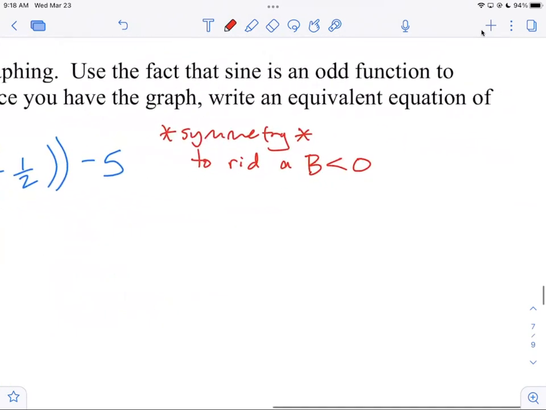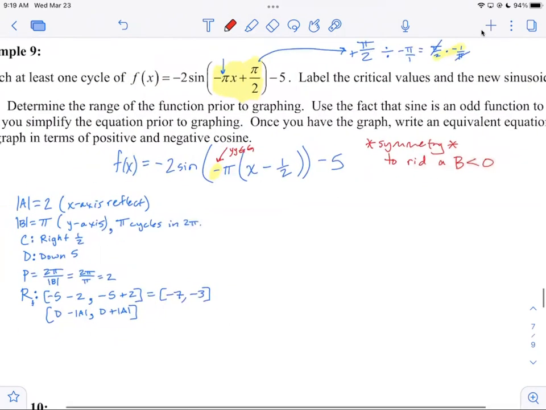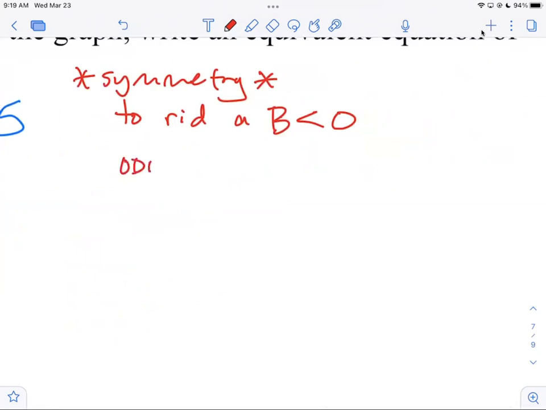So what do I mean by symmetry? Well, we have 2 types of functions, even or odd. What is sine? Is sine even or odd? Do you remember? Odd, okay? So sine is an odd function. It has origin symmetry. So in general, what that means is f of negative x is the opposite of f of positive x. Opposite inputs give you opposite outputs.